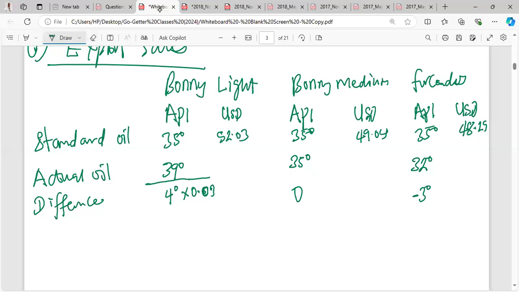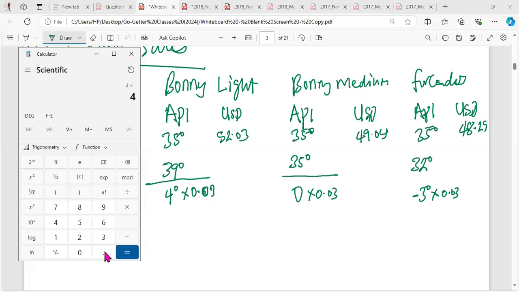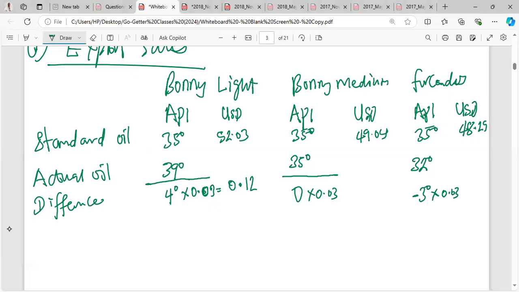Shouldn't rule this one too long. Times 0.03 times 0.03. So that's the difference. So let's have it together. We'll bring our calculator. 4 multiplied by 0.03. That means it's 0.12. So 0.12.